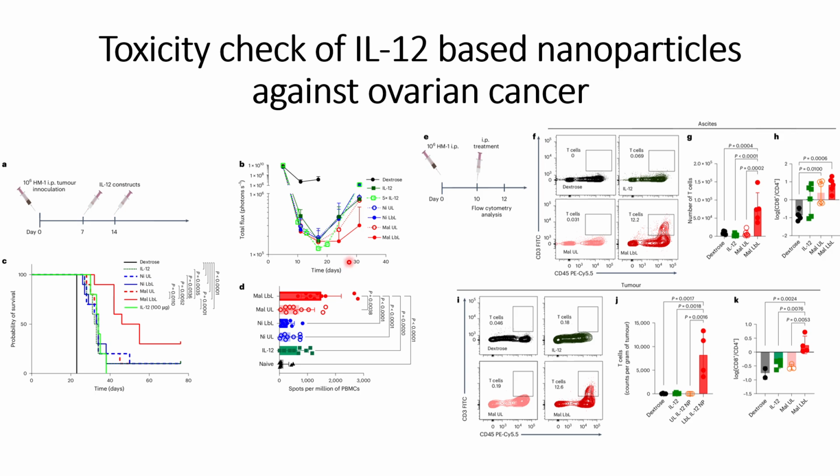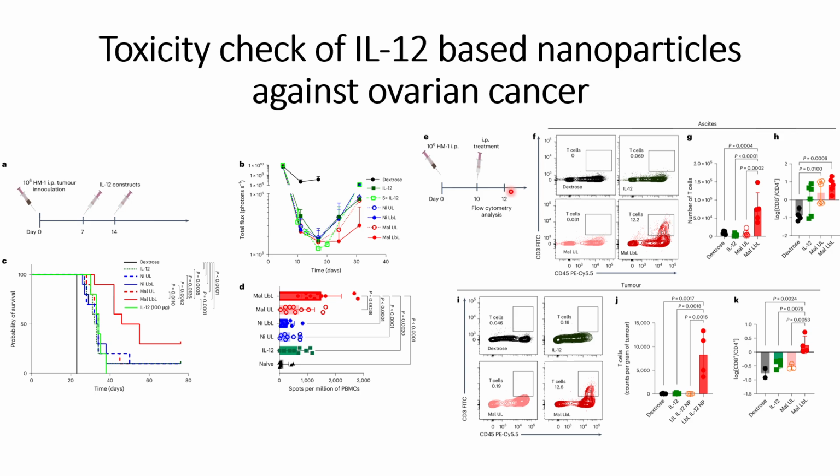Next, they wanted to check the tumor infiltration in the tumor microenvironment, or these tumor ascite sites, and also in the tumor nodules. First they check the tumor ascite sites. The experimental plan is shown in panel E, where they inject the mice at day 0, and then at day 10 they give an IP treatment of interleukin 12 based nanoparticles of various combinations, and at day 12 they did the flow cytometry analysis.